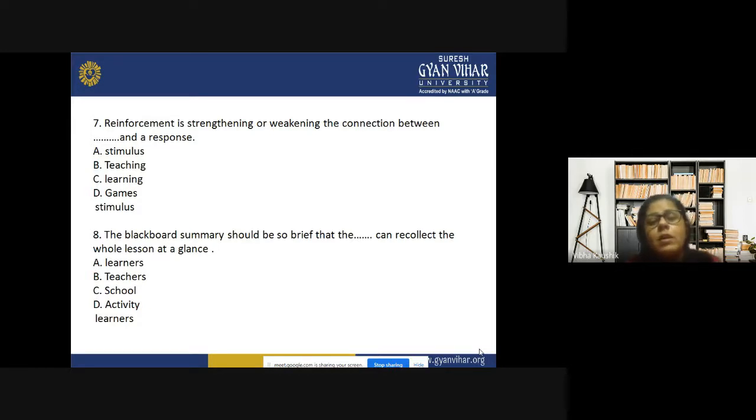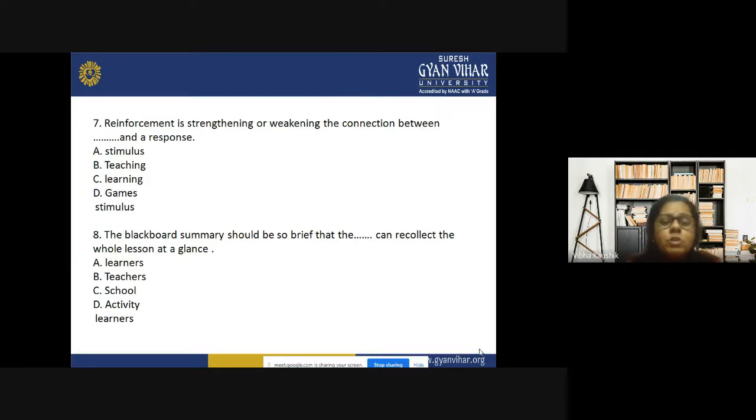Now, reinforcement is regarded as strengthening or weakening the connection between dash and a student response. If we want to strengthen the response, the connection between the two things has to be strengthened. If we want to weaken the reinforcement, the connection between dash and its response will also be weakened. Now the options are A. Stimulus, B. Teaching, C. Learning, or D. Gain. Now you have to select the correct one on the basis of the given choices. And the correct one is stimulus. So, strengthening or weakening of the connection between a stimulus and a response. If a stimulus and a response connection has been made and is rewarded by reinforcement, then it will definitely be strengthened.